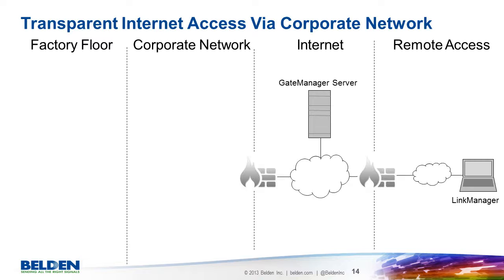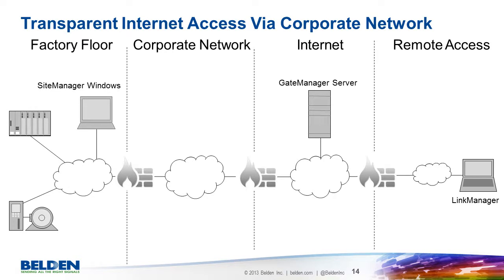In all 3 topologies, there's an engineer with a laptop running the Link Manager client software on the right-hand side in this diagram. The Link Manager software is connected to the Gate Manager server running on the internet in the center of this diagram. On the factory floor, there's a Windows PC running the Site Manager agent software on the left-hand side in this diagram. The Windows PC is collecting information about the supervised devices and sending this information to the Gate Manager server. The only difference between the three scenarios is how the Windows PC communicates to the Gate Manager server.